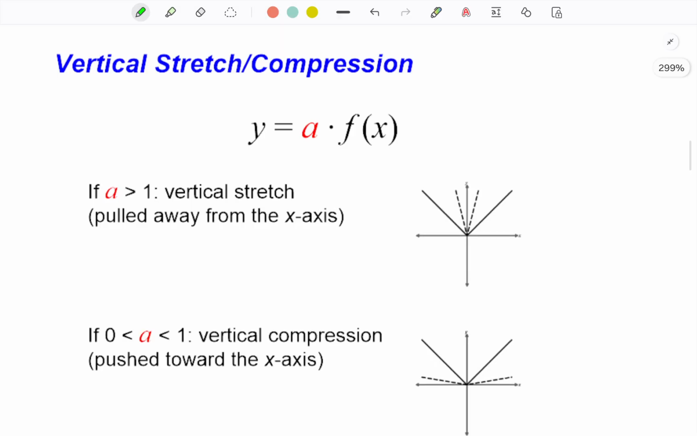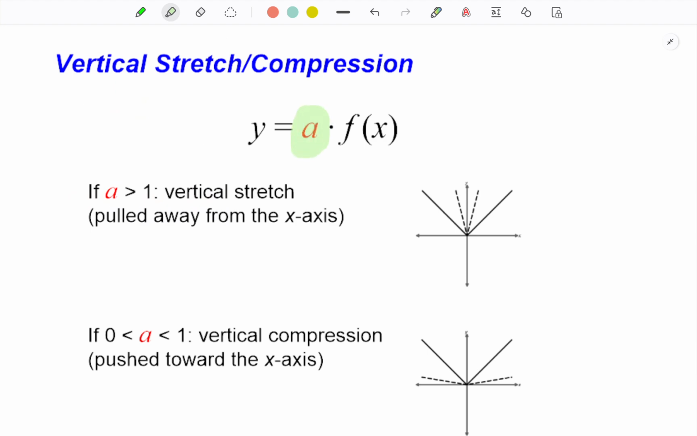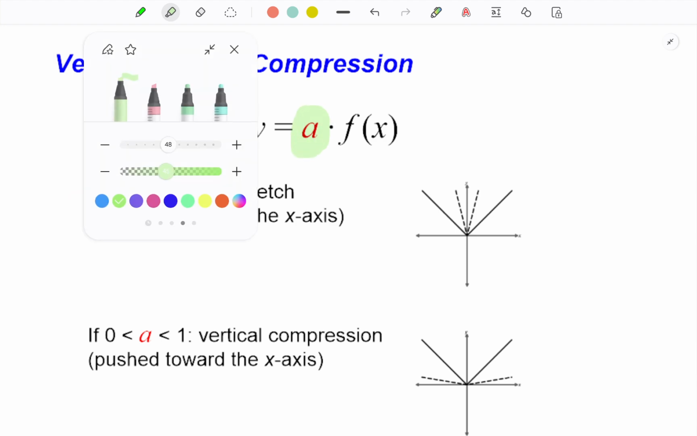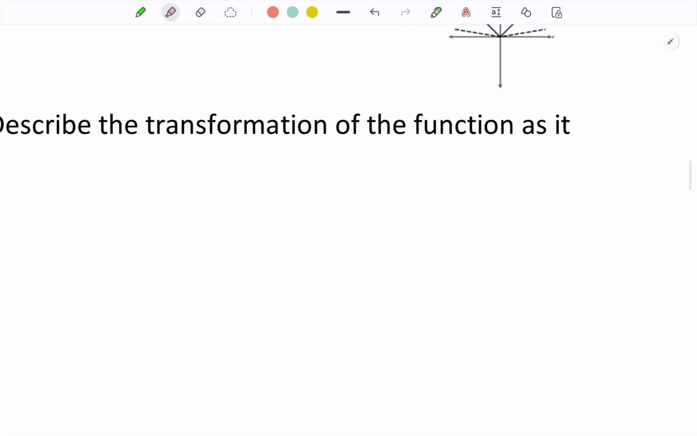Then we have vertical stretch and compression. Vertical stretch and compression is always right in front of the function, so it's always easy to find. If A is greater than 1, then you have vertical stretch, which means that you are going to pull it like a rubber band. And if it is between 0 and 1, you have vertical compression, which means that you are going to squish it like you would a pop can on the ground. So it should get shorter.